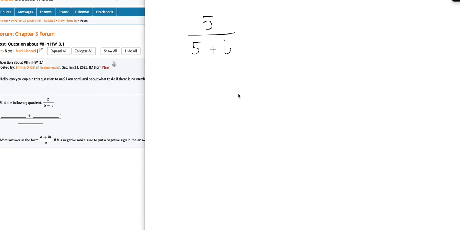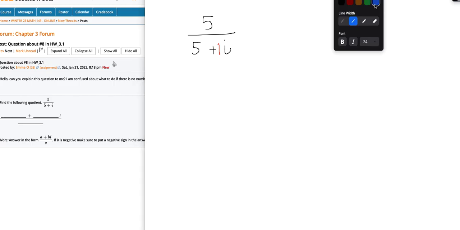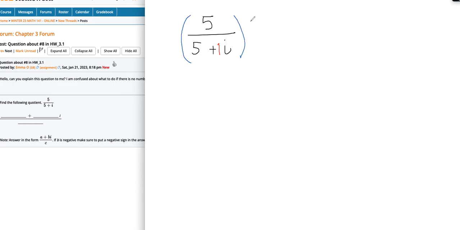Okay, so the question was what to do when there isn't a number here, and there is a number there. It's that invisible one that is the bane of everyone's existence in algebra. So it's going to work exactly the same, but it's a one there. We would do the exact same thing if we had like a six there. So we would multiply it by the conjugate.